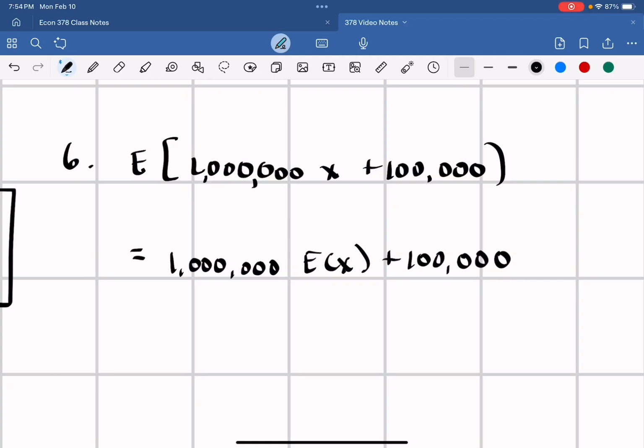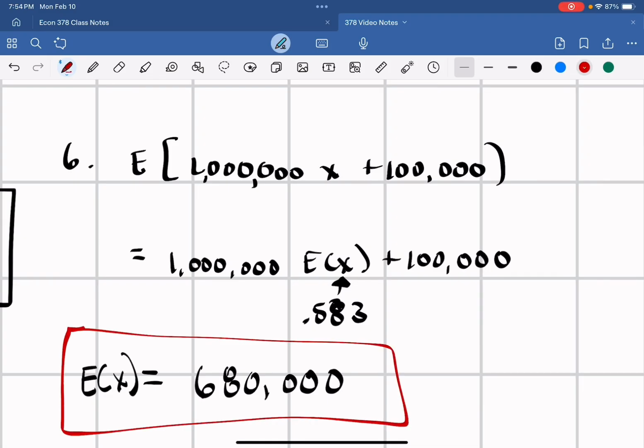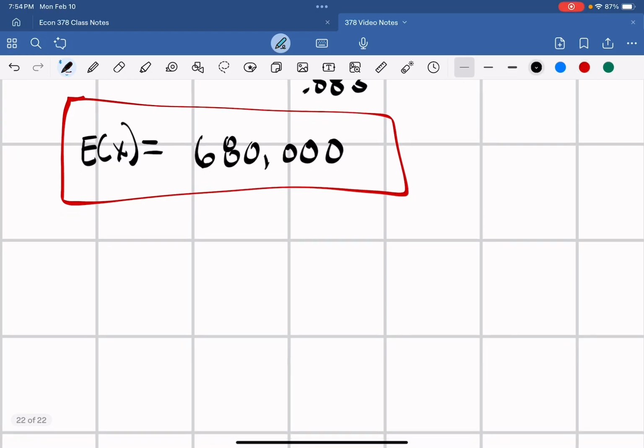So now we take the expected value of x, which is 0.583, plug that in for the expected value of x, and we can then plug and chug to find that the expected value is 680,000. So this is the expected value. And now we could also do the variance of x.